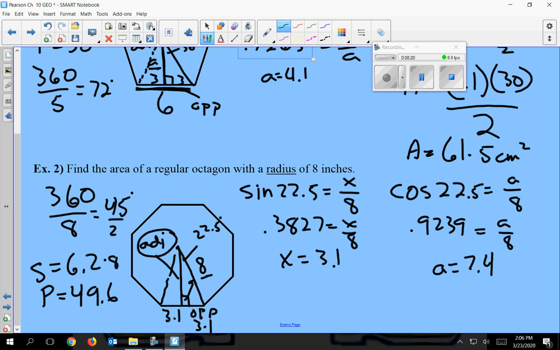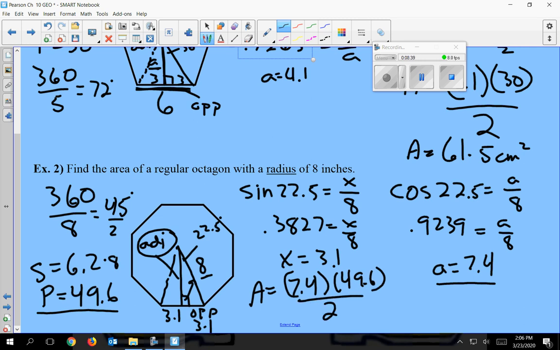Okay, just a little bit of math there, but now I got a perimeter. I've got the apothem. I can go ahead and plug this into my formula. So 7.4 times 49.6, all divided by 2. That should get me about 183.5. And the measurement they gave me here was inches, so inches squared.